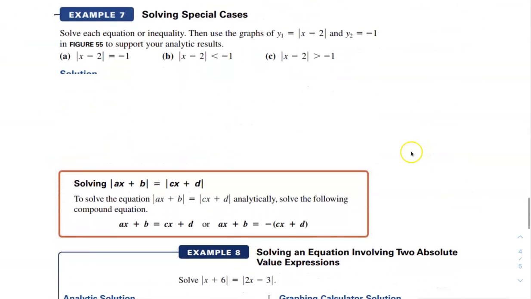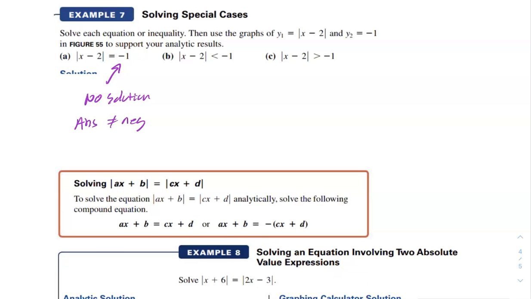How about the special case? How would I solve the absolute value of x minus 2 equals negative 1? Well, hopefully you notice that absolute value cannot be negative because it's a distance. Negative doesn't work. This is no solution. Absolute value cannot be negative.